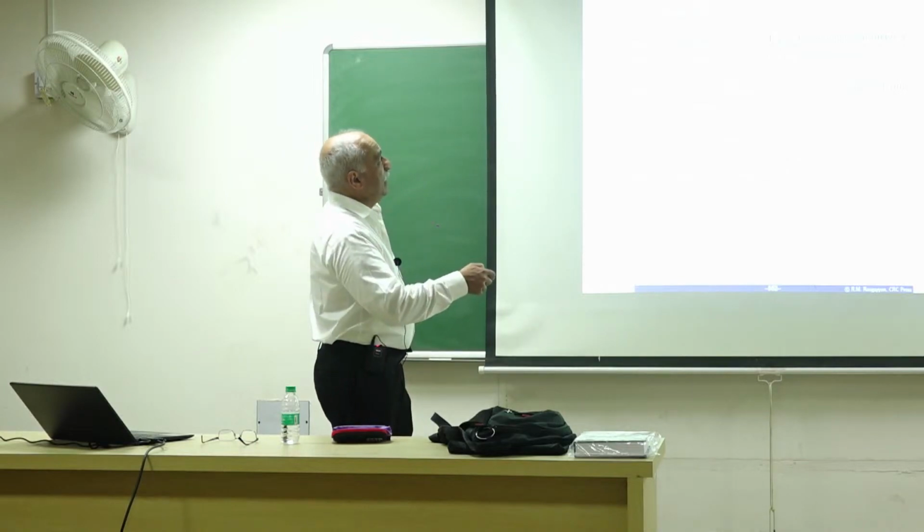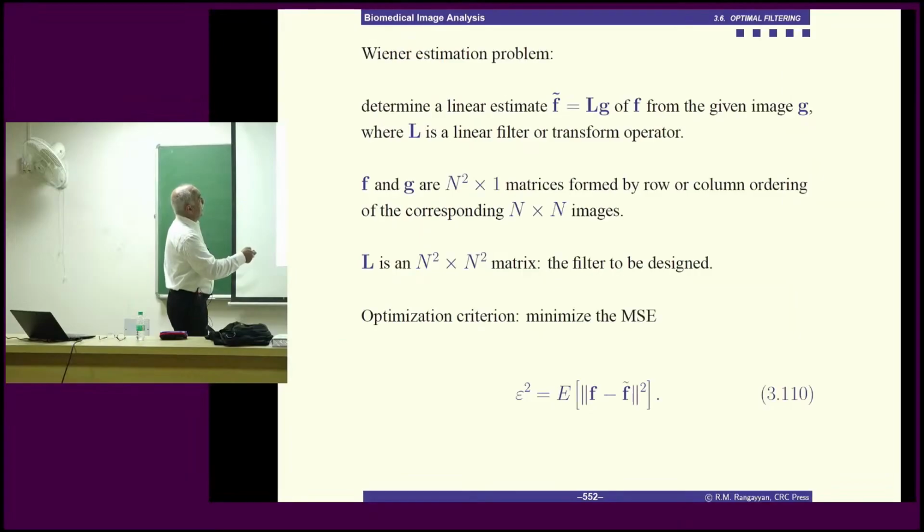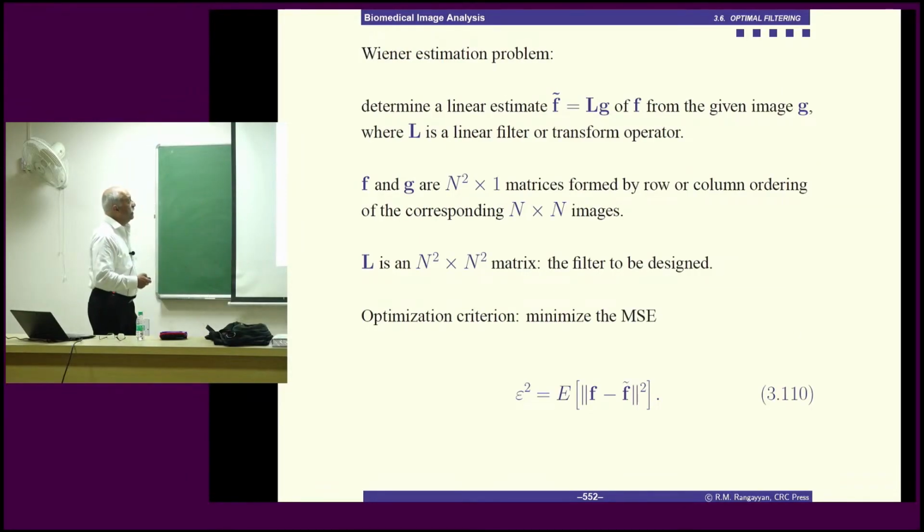It's LG. L is some filter. You apply some linear filter. We only know linear filters at this time, using LSI or linear shift invariant system representation, using all of what we have seen so far. So apply some filter G. You don't know what that filter is to get that estimate, F tilde.